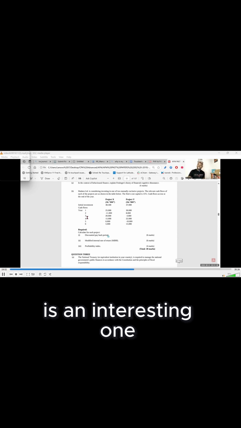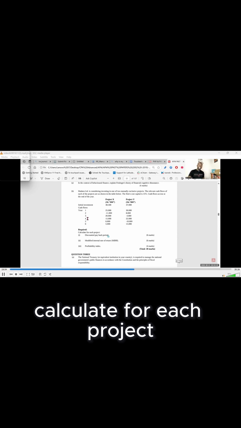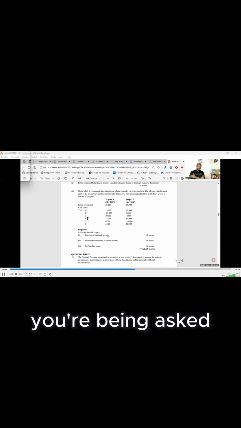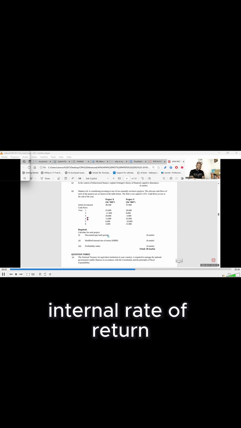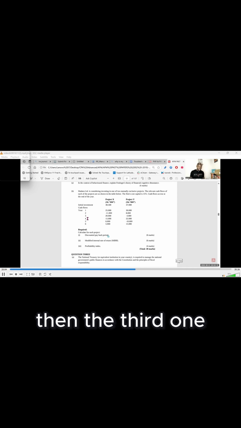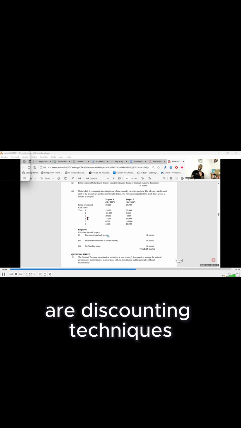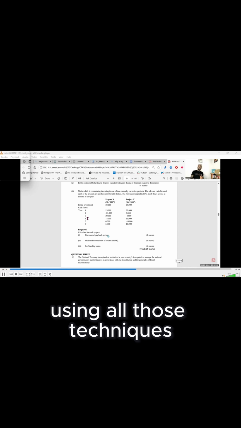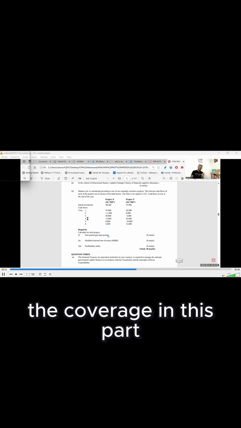Then the required part is an interesting one. We are being asked, calculate for each project the discounted payback period, and it is 6 marks. Very interesting. And then Roman number 2, you're being asked to compute modified internal rate of return. Another 6 marks. Then the third one, profitability index. Now, because all these are discounting techniques, we're going to cover them and revise the same question using all those techniques, because they are the coverage in this part.